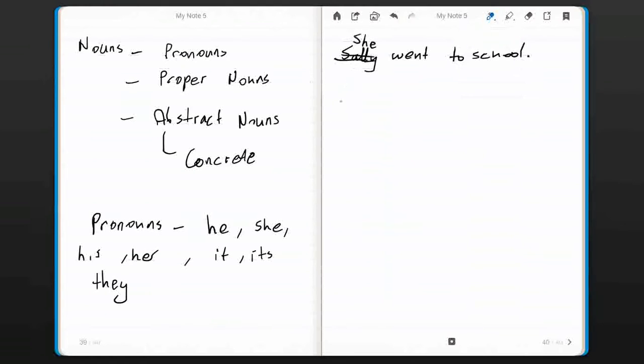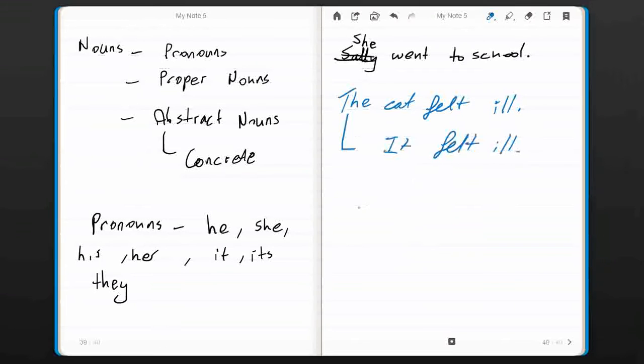Okay, so yeah, we can use she for Sally, but what if it was the cat felt ill? So we can't use she or he for that really, if we don't know if it's a boy or a girl cat. So what we can do instead is it felt ill. And to make things more interesting, we can add different types of other words to this sentence. But to begin with, we're going to look at different nouns.